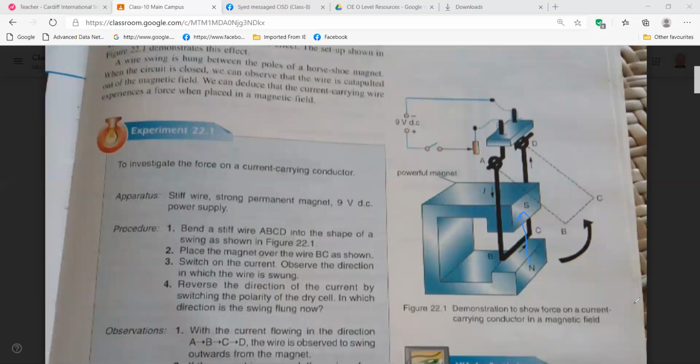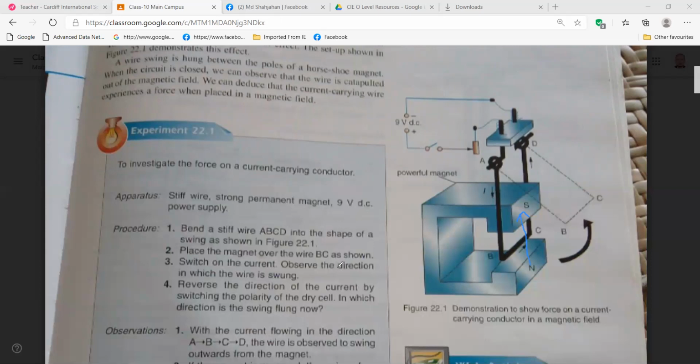So this is the application of Fleming's left-hand rule. Did all of you understand what I said? Did you check with your thumb, first finger and second finger of the left hand, Fleming's left-hand rule? If you are checking, it will be more clear to you, and you will be more confident.